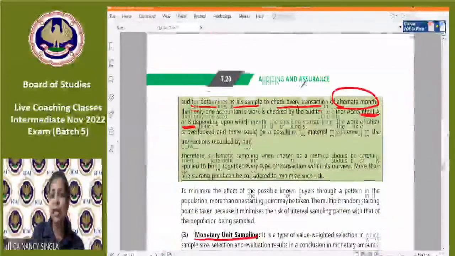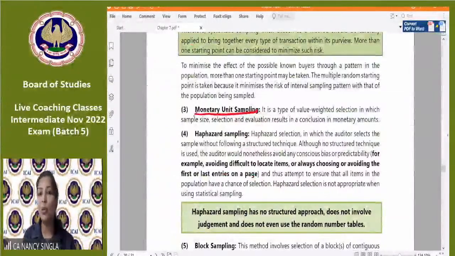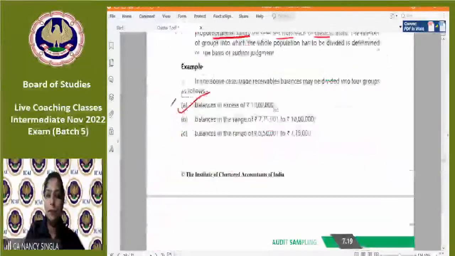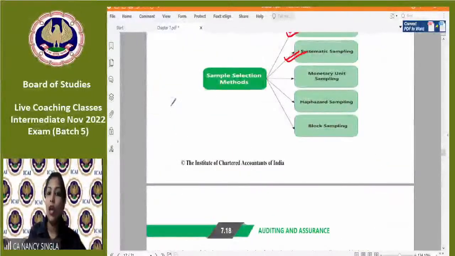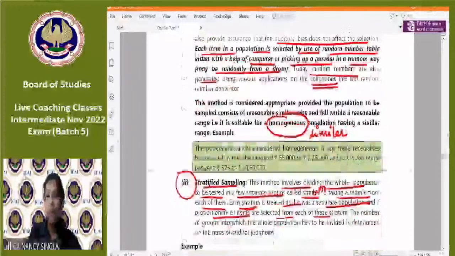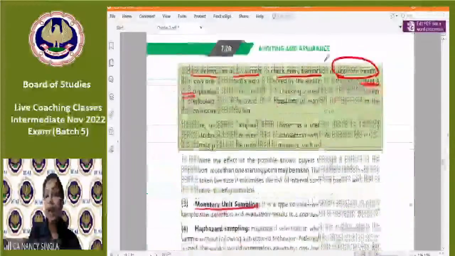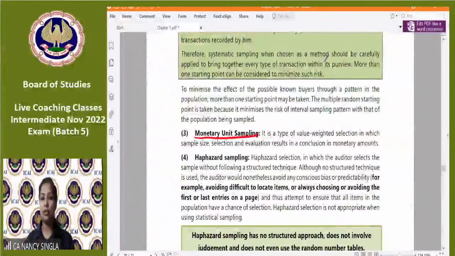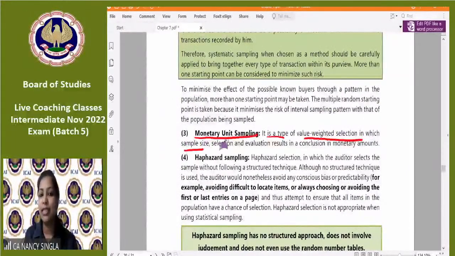Now let us see and look at the third method and you will be able to understand value weighted selection in a better way. देखो third method क्या है? Monetary unit sampling. Monetary unit sampling, and it is the same as our value weighted selection. It is a type of value weighted selection in which sample size selection evaluation result is in a conclusion in monetary amount. ठीक है, ये सेम हमने कहाँ पढ़ा था?